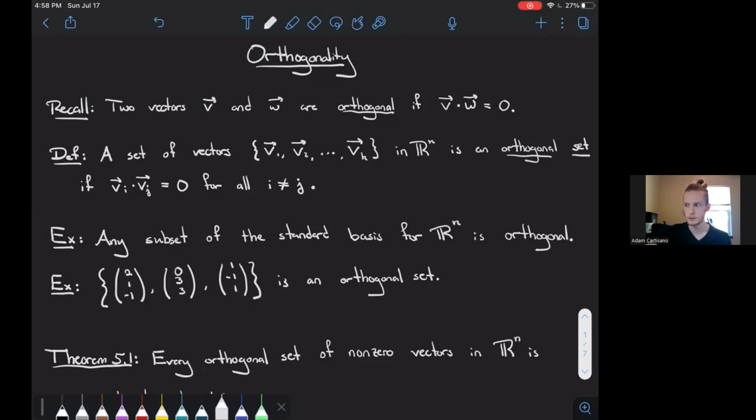Just remember from chapter 1, we had the definition of orthogonal. Two vectors were said to be orthogonal if their dot product was 0. We showed that geometrically that was the same as forming a right angle through the origin for two vectors. So we just want to generalize that. What if you had more vectors in a higher dimensional space? A set of vectors v1 up through vk in Rn is said to be an orthogonal set if the pairwise dot product of any two vectors in the set is equal to 0. Obviously, don't take the dot product of a vector with itself for this definition.